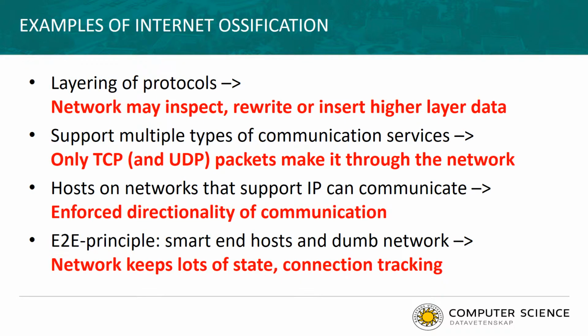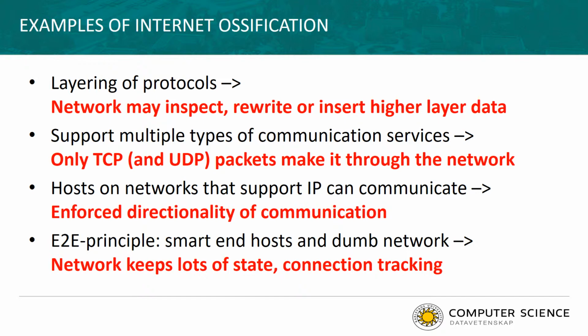In the original internet architecture, the thin waist of IP should enable the support of many different types of communication services above. But today, it's very difficult to send anything but TCP and also UDP possibly across the network. So if you try to send some other protocol, this packet has a large probability of getting dropped in the network.